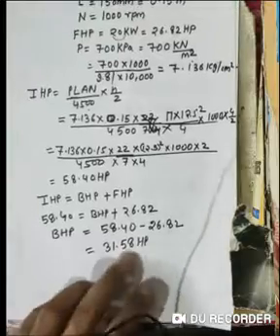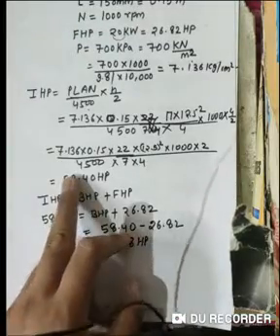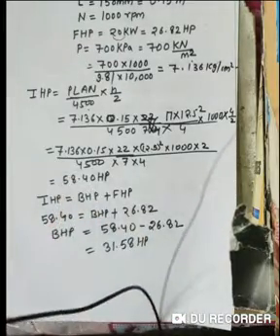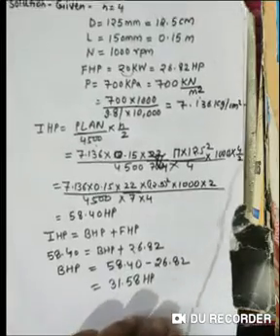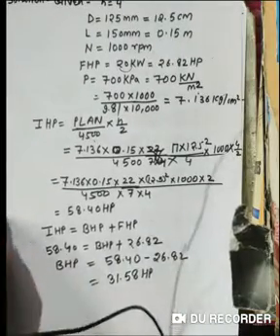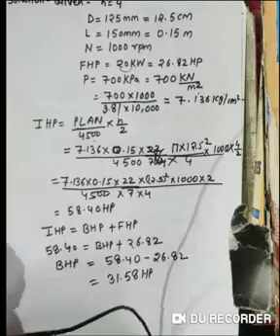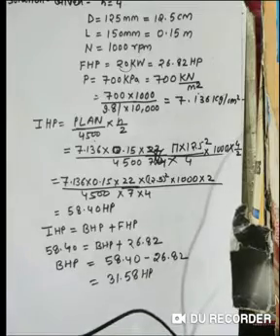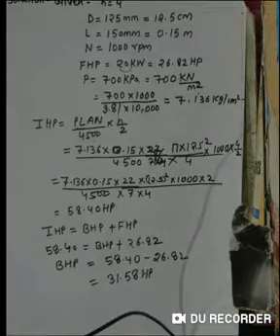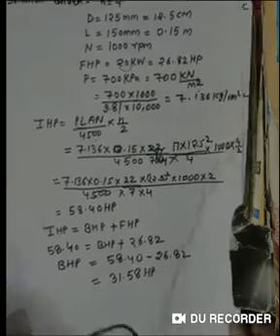So this is your brake horsepower, this is your IHP. By this way we can calculate the frictional horsepower and the brake horsepower of any engine. Okay, so now we will go to our next question.